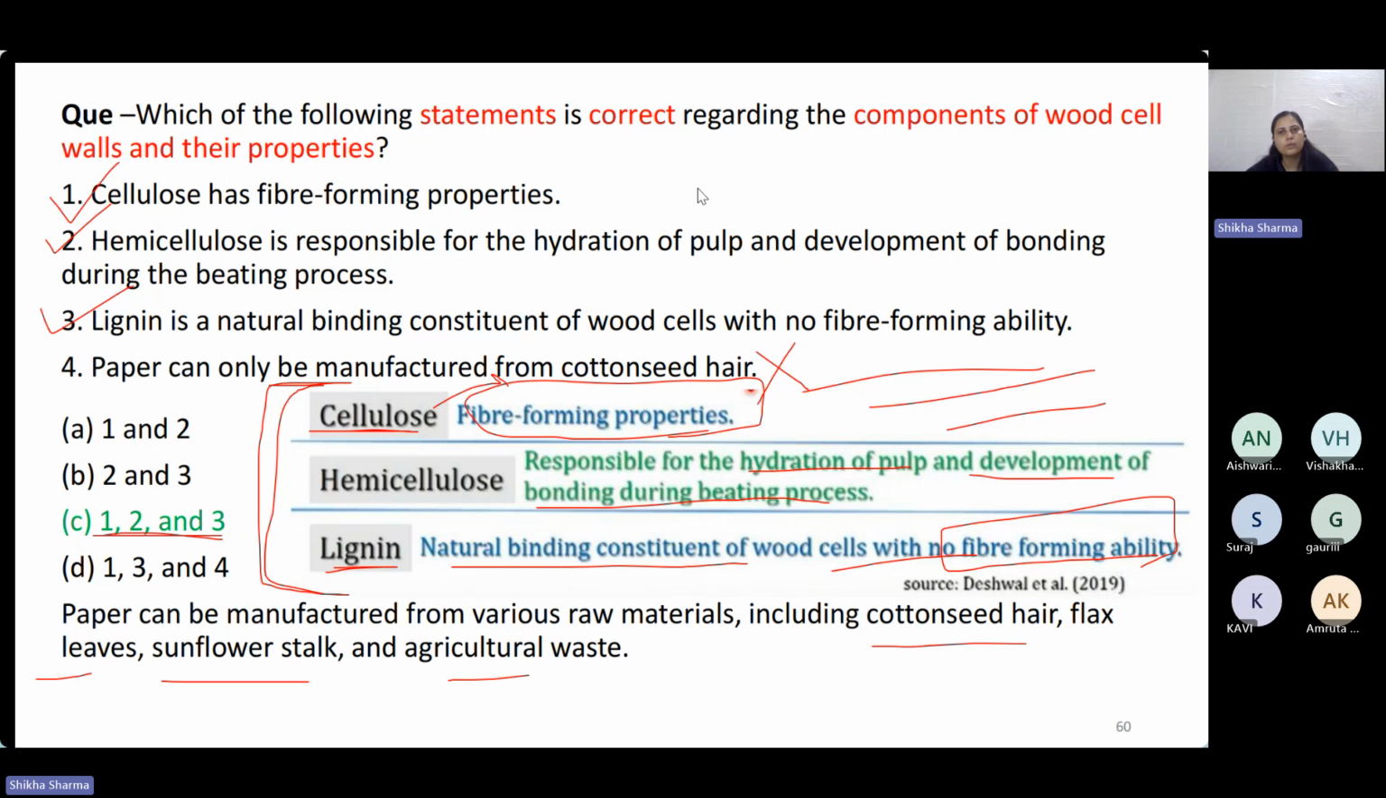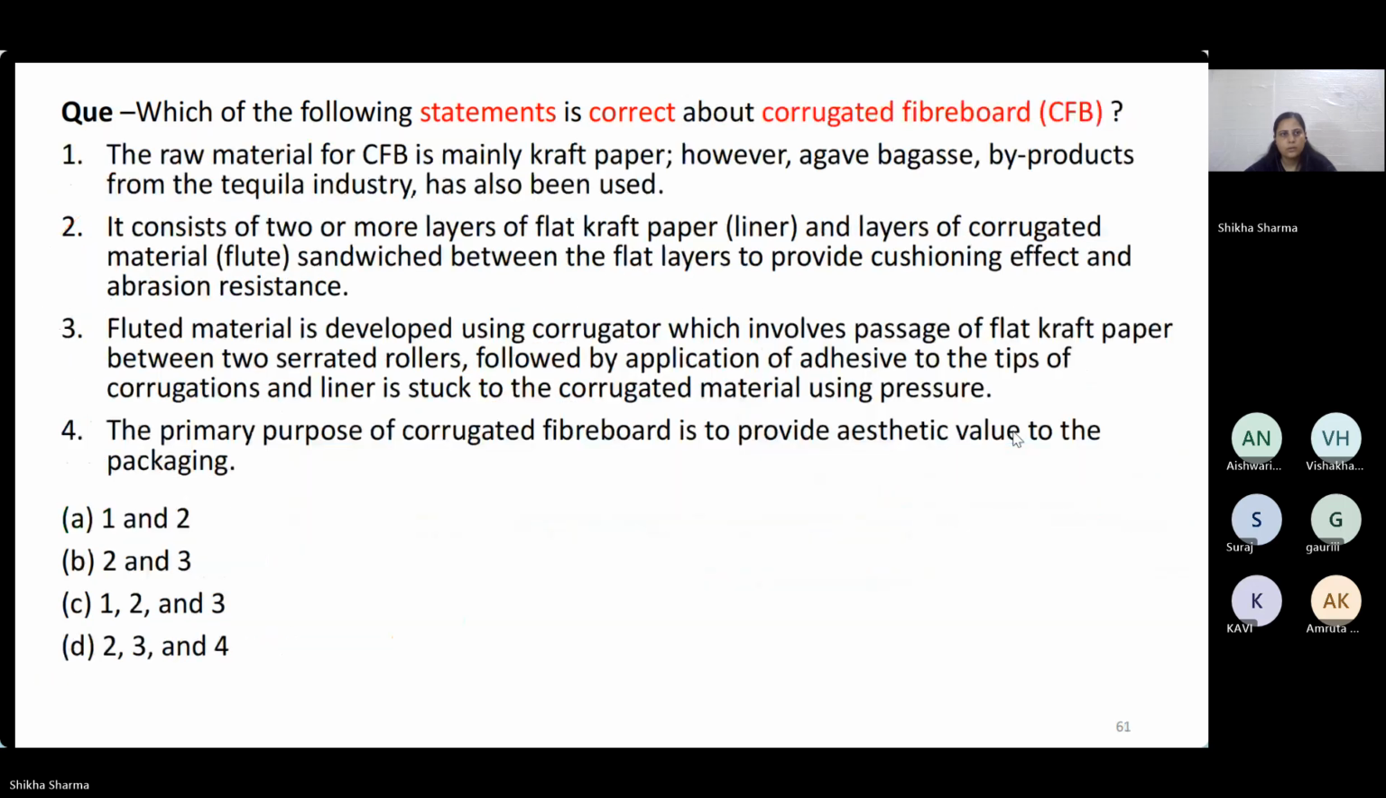Is this question clear to everyone? Can we move to next one? Can we move to this next question?